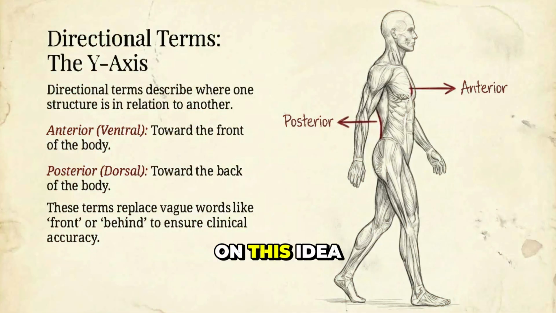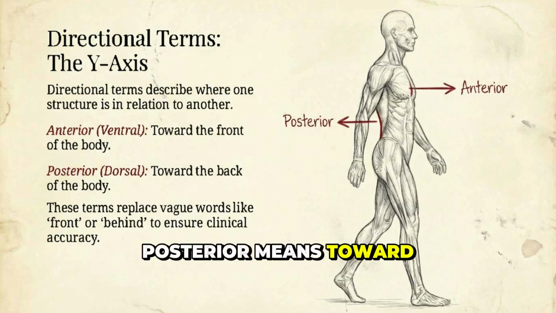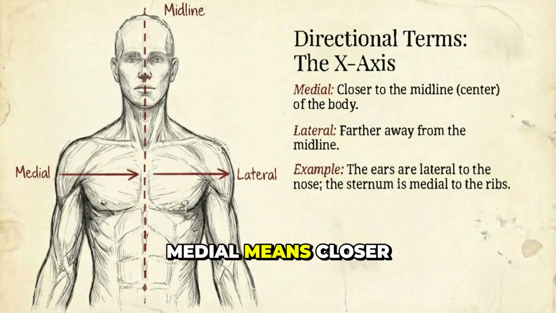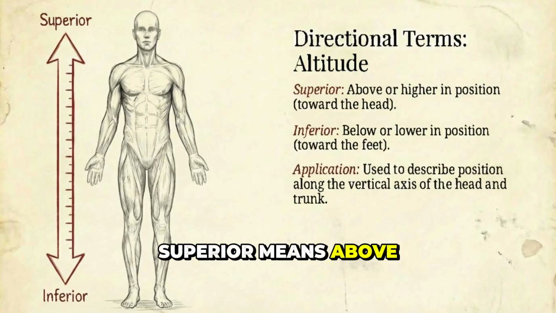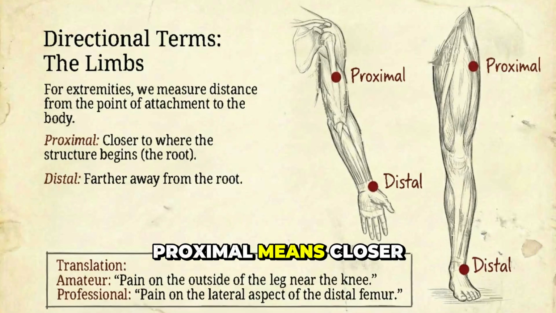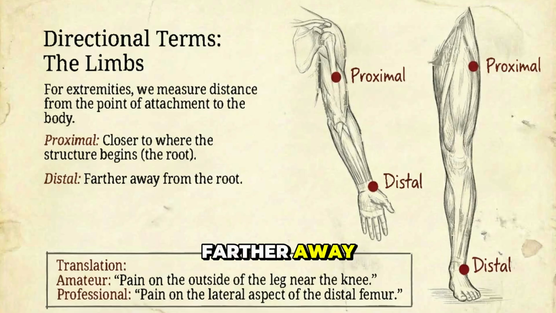Directional terms build on this idea. These words describe where one structure is in relation to another. When we say something is anterior, we mean it's toward the front of the body. Posterior means toward the back. Medial means closer to the midline, while lateral means farther away from it. Superior means above. Inferior means below. Proximal means closer to where a structure begins, and distal means farther away.